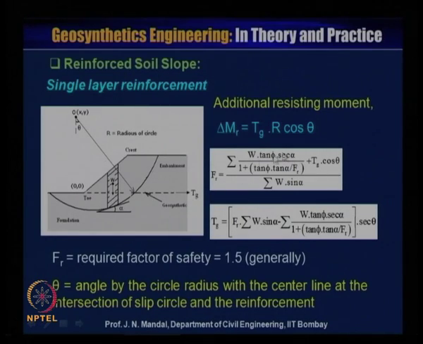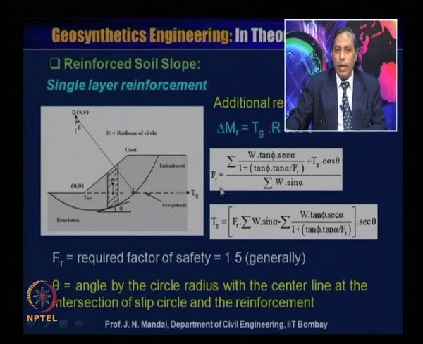Here again you can calculate the factor of safety, and the factor of safety required is generally 1.5. From this equation you can also write the equation like this: Tg is equal to Fr summation W sin alpha minus summation of W tan phi sec alpha divided by 1 plus tan phi by tan alpha divided by Fr, into sec theta. So, you can directly determine the tensile strength of the geogrid material.